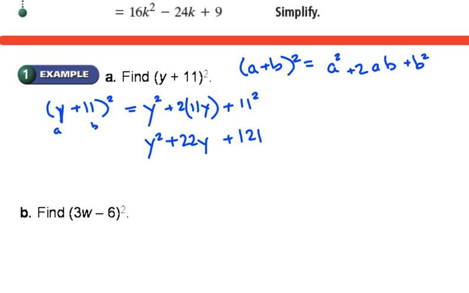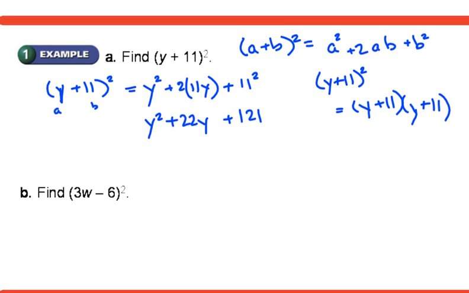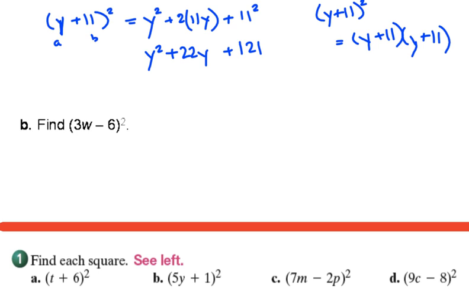In fact, I'm not even going to show you how to do it using the FOIL method, but I will tell you that if this is squared, then you know y plus 11 squared is equal to y plus 11 times y plus 11. Knowing this property makes it so much faster for you. So like I said, I'm going to say it again, memorize it, learn it, love it, embrace it.